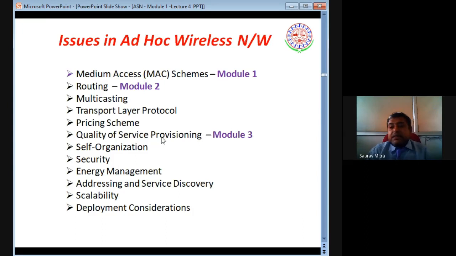Quality of service, we will see in module 3. Module 3 is all about QoS, or quality of service. Quality of service actually has three things in it. First, the data should reach from transmitter to receiver within time. Second, the data should reach from transmitter to receiver without any packet drop. So if I had transmitted 10 packets or 10 units of data, all the 10 units of data should reach from transmitter to the receiver.